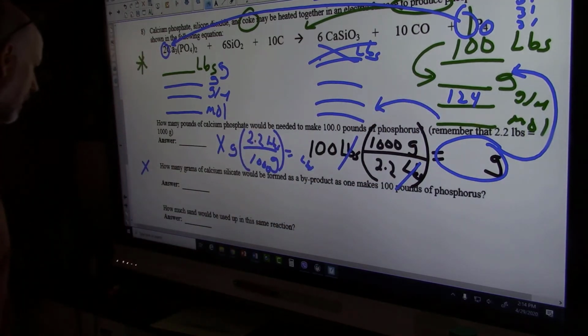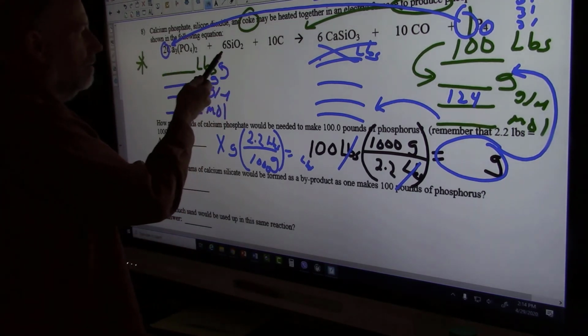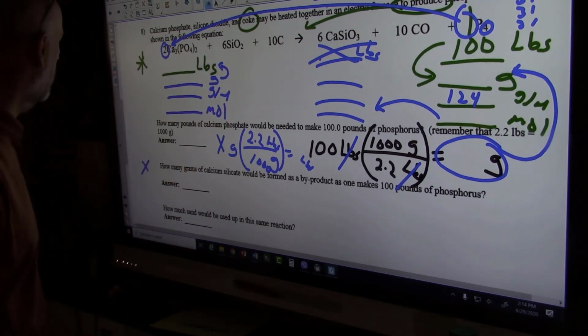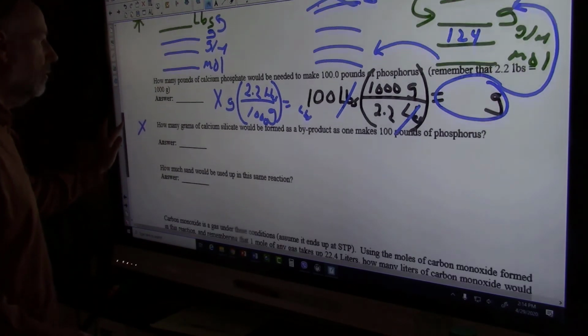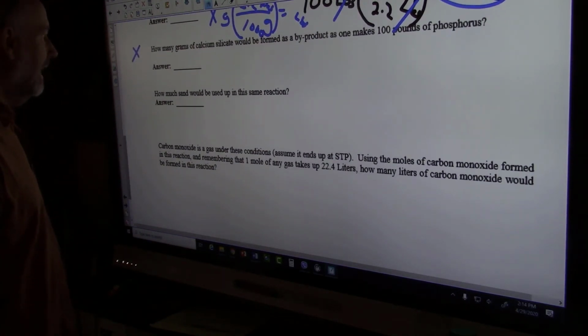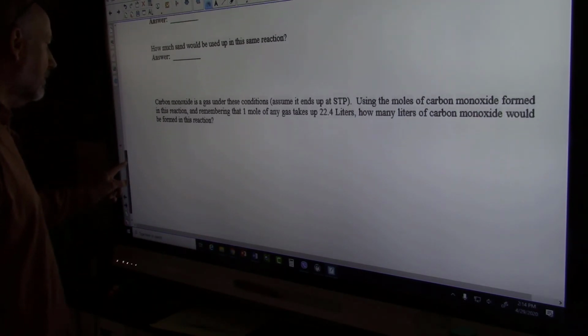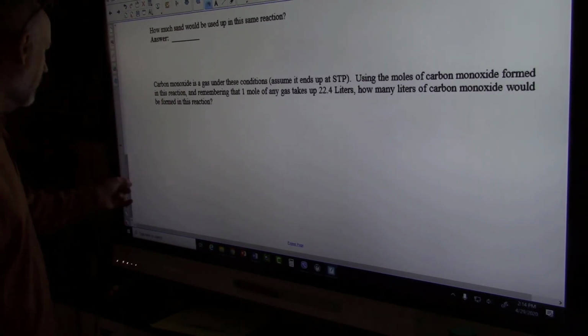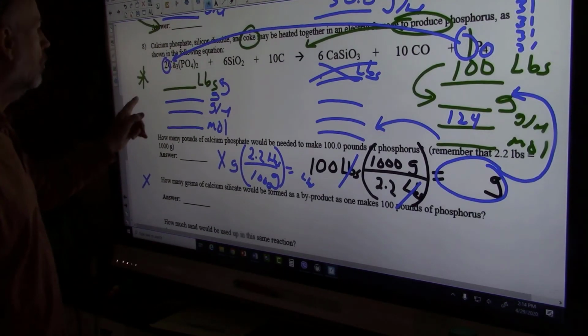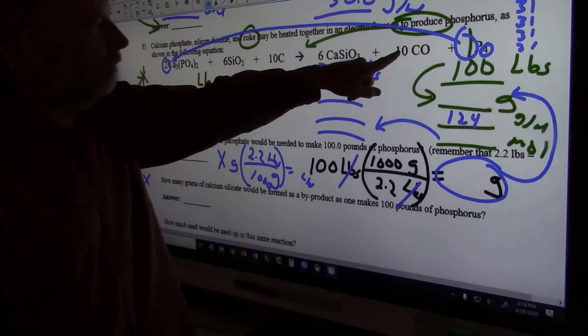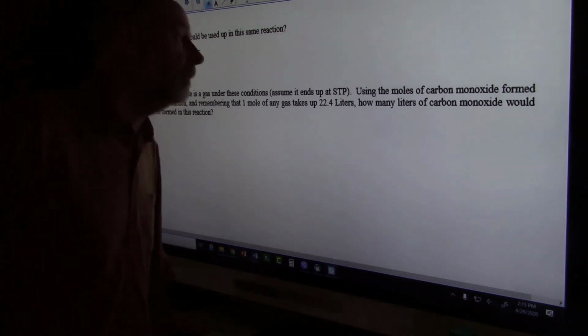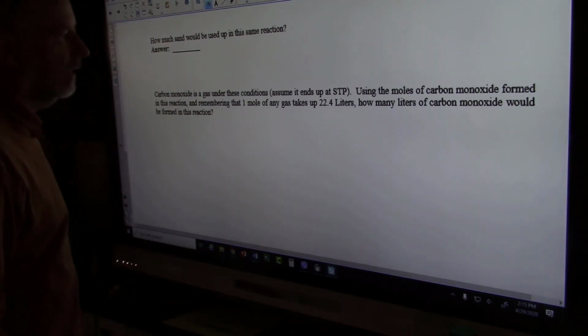Calculate the grams. How much sand? You know which one of these is sand? It's silicon dioxide, SiO2. Wisconsin's famous for making frac sand, right? And how much, yep, okay, so do that. Oh, there's another question. Carbon monoxide, that's CO. There it is, 10 is the coefficient. Carbon monoxide is gas under these conditions.